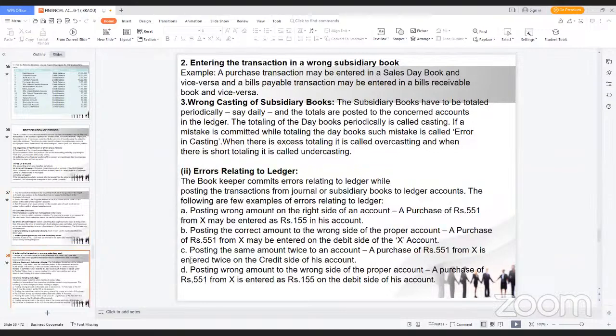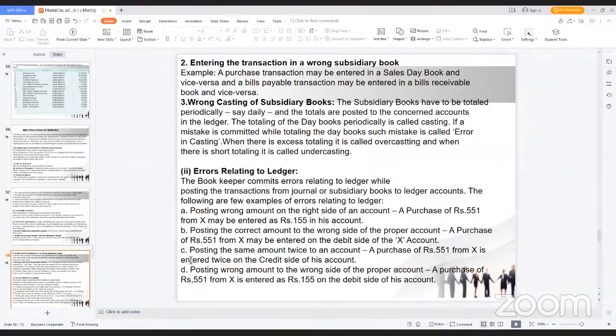Next, entering the transaction in a wrong subsidiary book. For example, a purchase transaction may be entered in a sales day book, and vice versa, a bills payable transaction may be entered in a bills receivable. Understood?